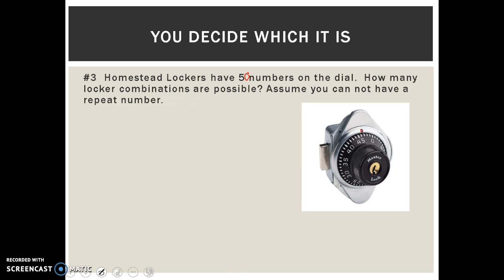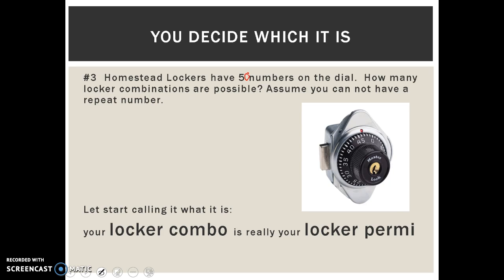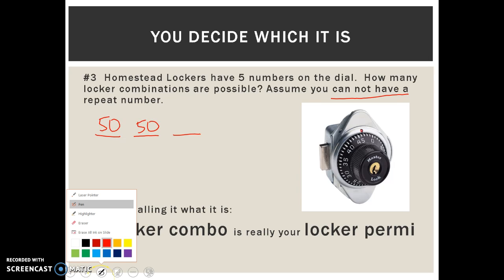So we have 3 different numbers in our locker combination. We have 0 through 49, so that's 50 different choices for the first one, 50 different choices for the second one. Oh, we're going to assume that you cannot have, sorry, I said that wrong earlier, you cannot have a repeat number twice. And so what that means is once we pick our first number, that number cannot be repeated.